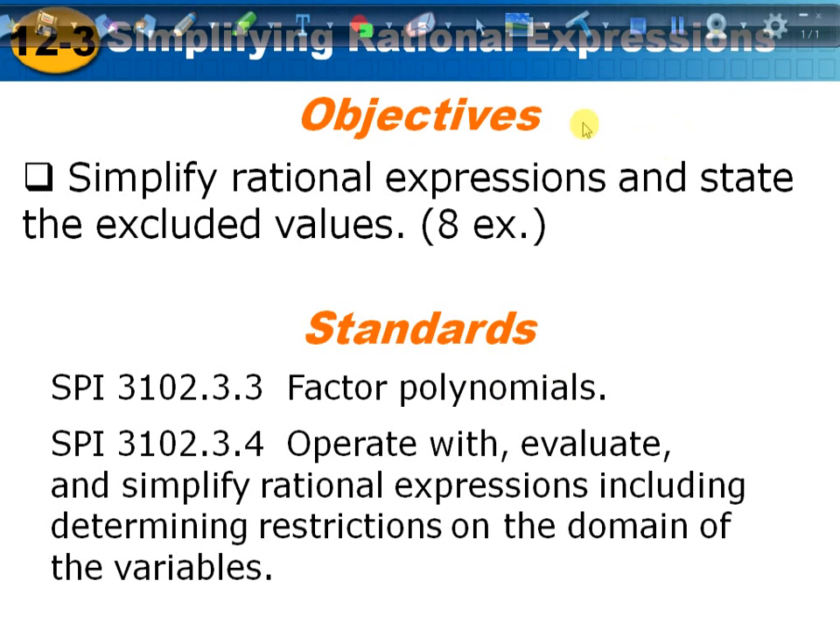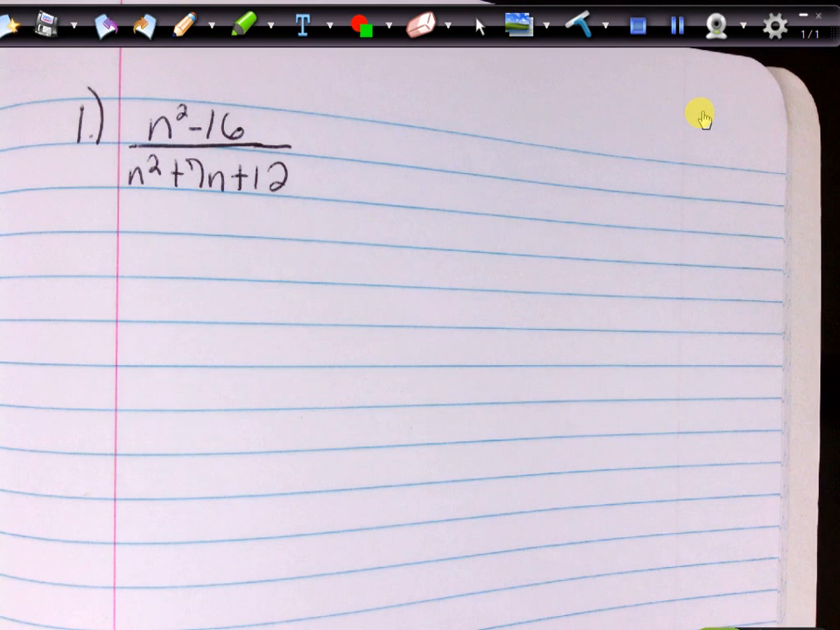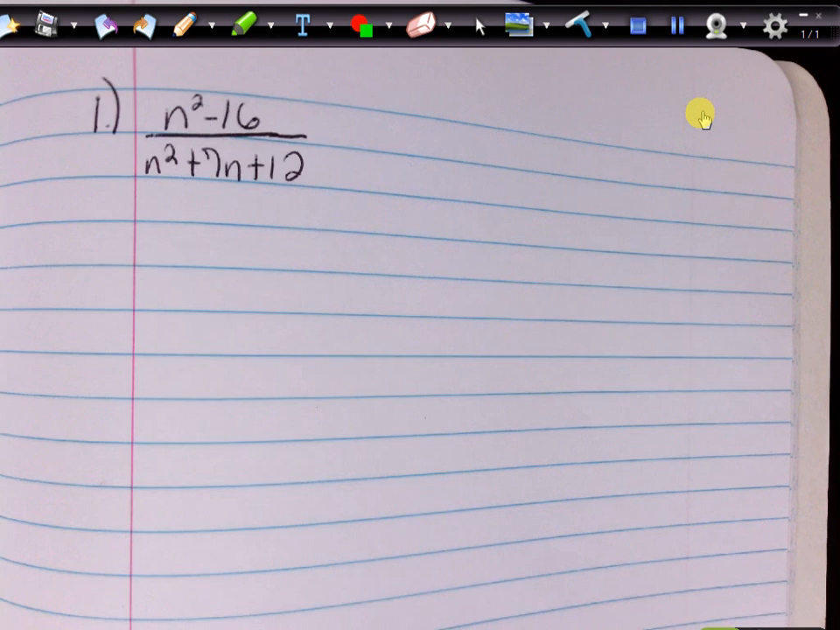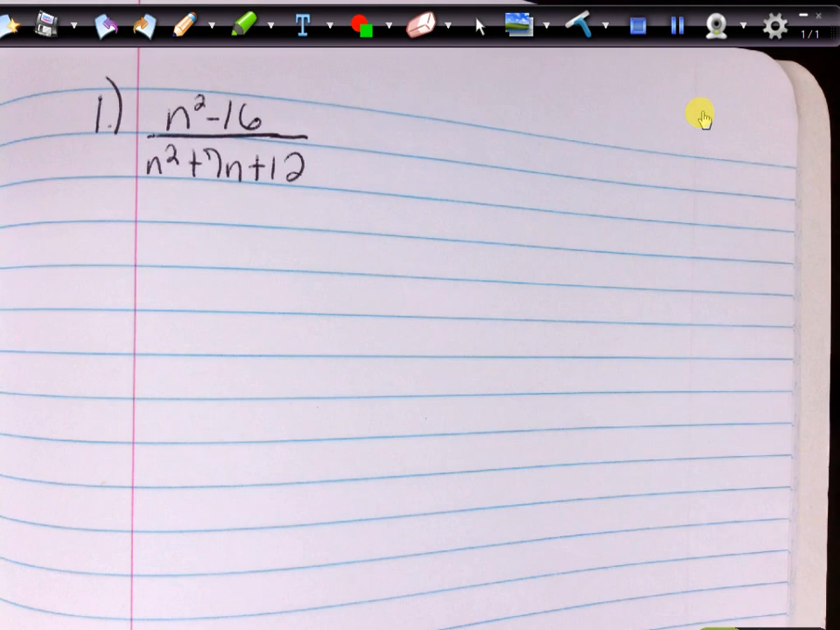All right, today's lesson is lesson 12-3, simplifying rational expressions. The objective today is to simplify rational expressions and state the excluded values. A rational expression is an algebraic expression whose numerator and denominator are polynomials. So this number 1, go ahead and write that down, is an example of a rational expression. Basically, it's a fraction where, again, your top or your numerator and your denominator are both polynomials.